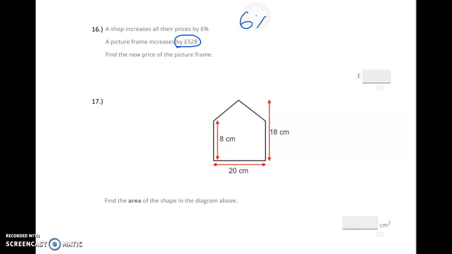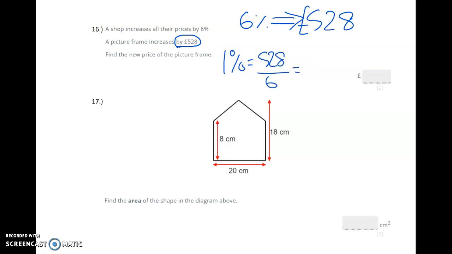So basically, 6% is £528. Okay? Because it's gone up by 6%, it's gone up by £528. So what we basically want to do is find out what 1% is worth. And what we'll do is 528 divided by 6, which gives us £88. So if 1% is £88, to get the whole original, we times that by 100. Times that by 100, we get, sounds very expensive for a picture frame, £8,800.